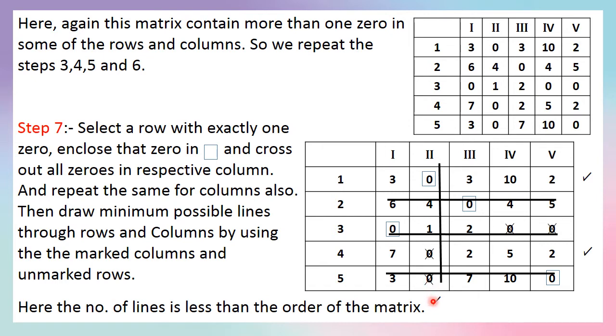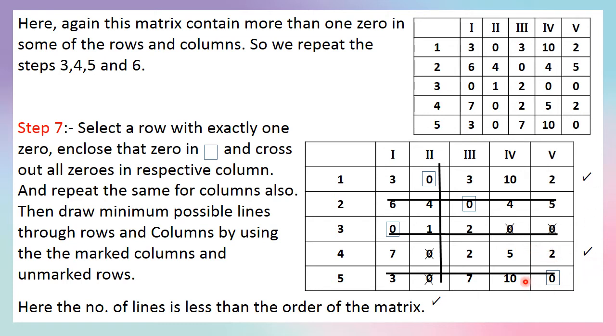And then observe the column where we put the tick mark and see whether there is any assignment. In this column there is one assignment, and which row is it? The first row. So we have to put a tick mark in that respective row also. And again there are no more zeros and no more rows without any assignment, so we don't repeat these markings.